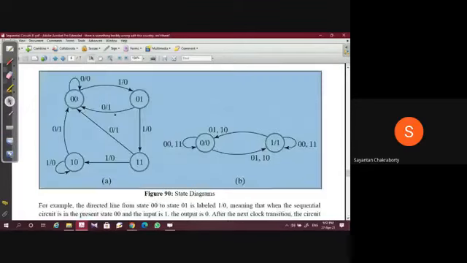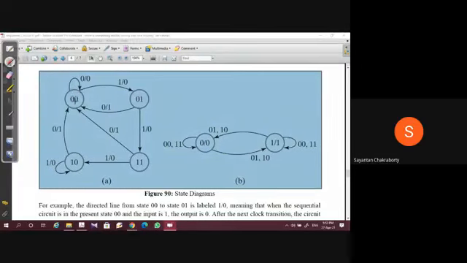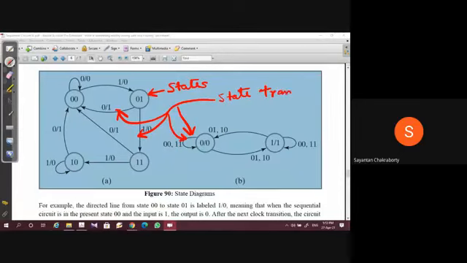This is a typical state diagram. The circles are the states of the system, and for different types of models, these lines indicate the state transition. So these circles represent states, and these lines indicate state transitions. Obviously, they are directed lines.